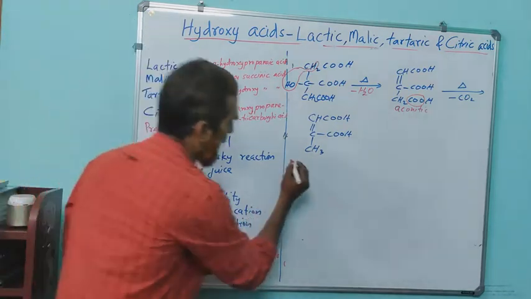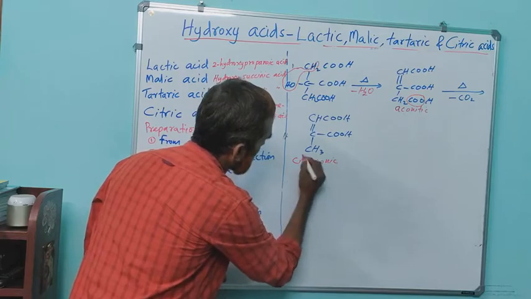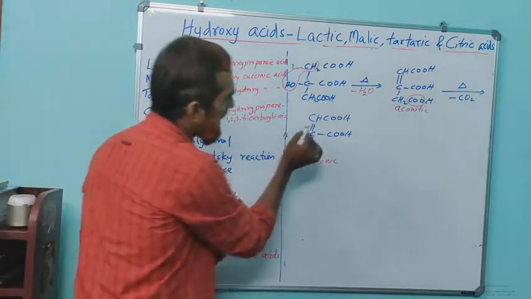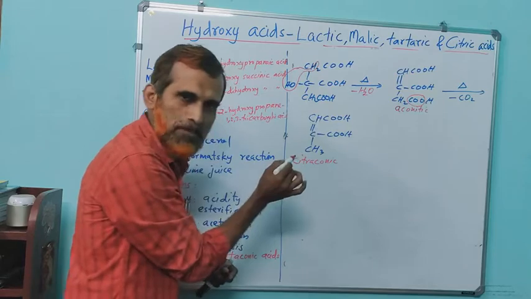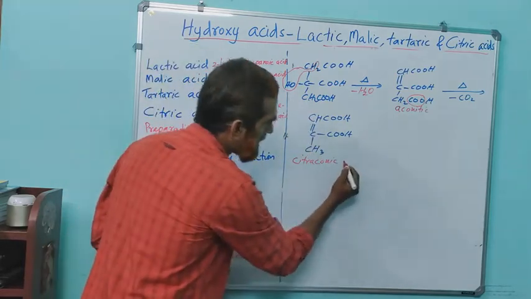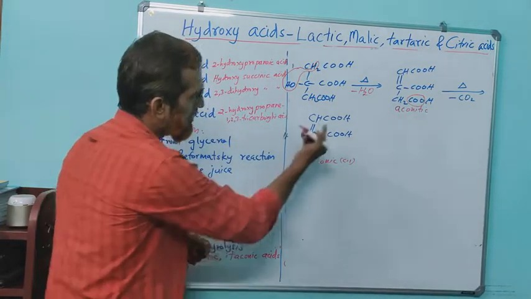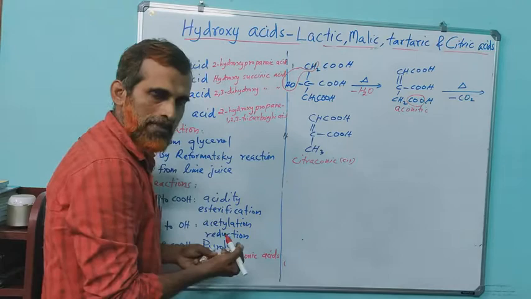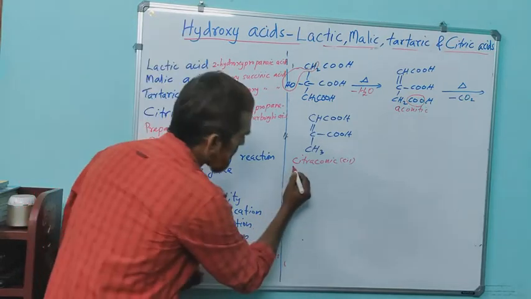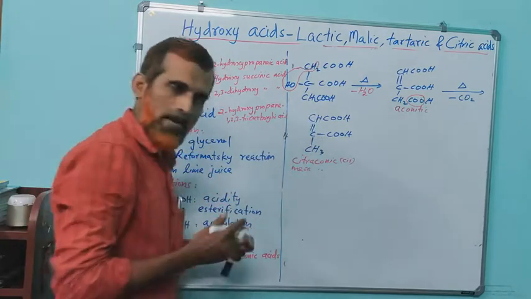The next product, citraconic acid. See that this can exhibit cis-trans isomerism because the different groups are connected here. This is actually the cis isomer. It has a trans isomer if groups are on opposite sides. That's called mesaconic acid. Okay, this is the major one.